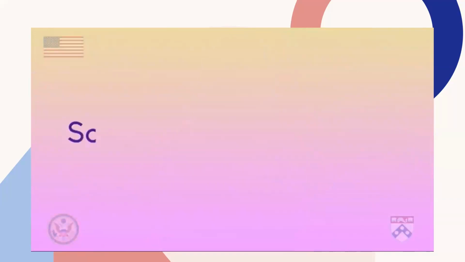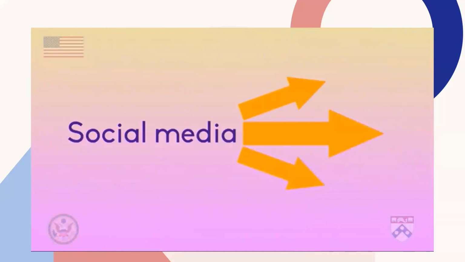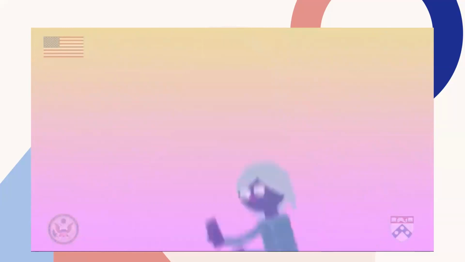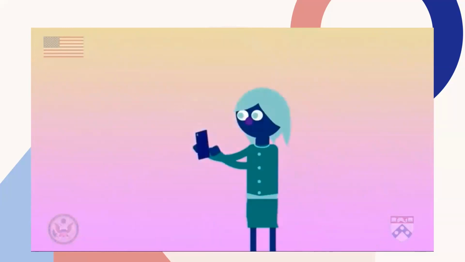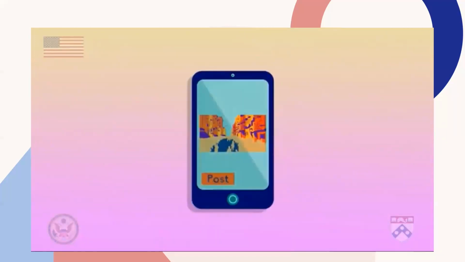Here's where social media comes in. One way social media can help overcome bias is by making it easy to share different points of view. In contrast to traditional media messages, which must be produced by big companies or the government, social media messages are very easy for individuals to produce. If just one person writes a message or takes a picture, it can be instantly published online.